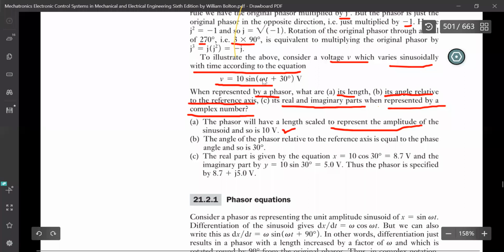10 volt, simple. The angle of the phasor relative to the reference angle is equal to the phase angle, which is 30 degrees over here. So you can read it out from here. The real part is given by 10 cos 30.